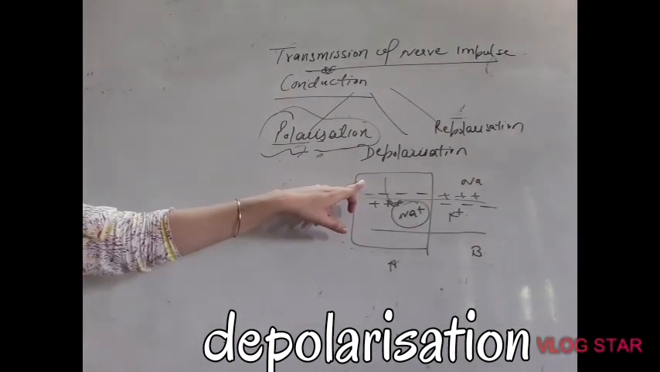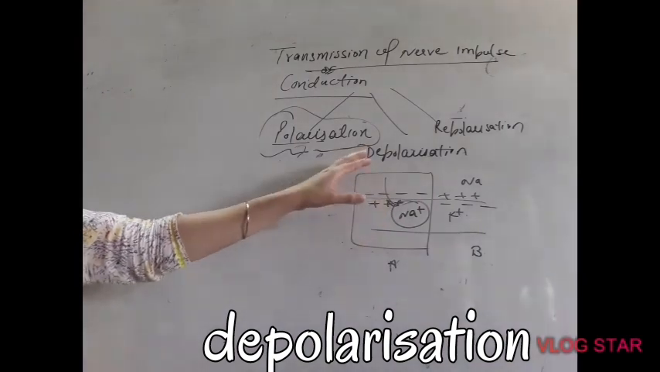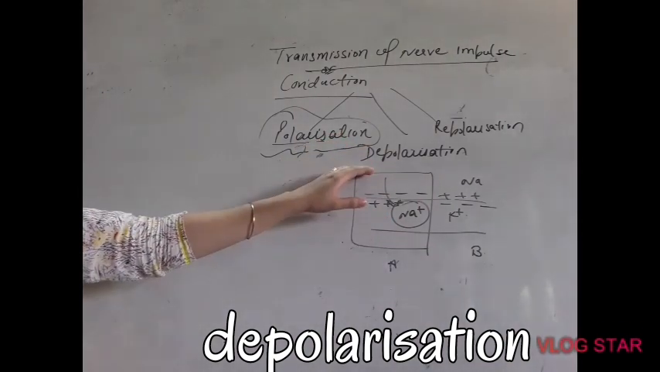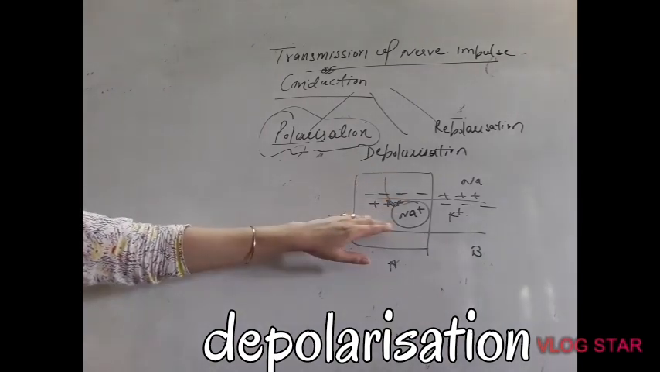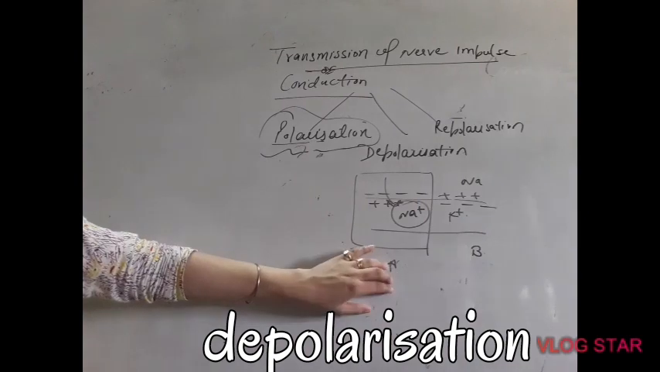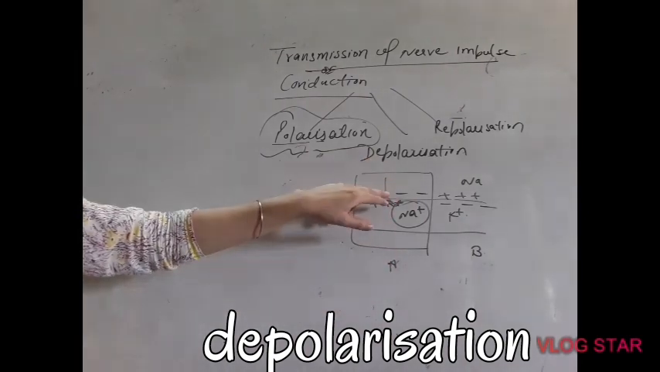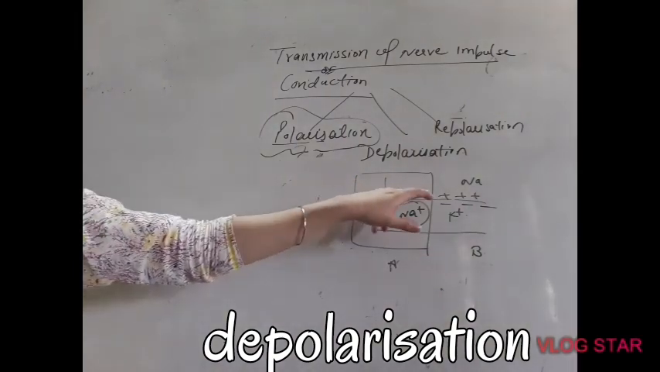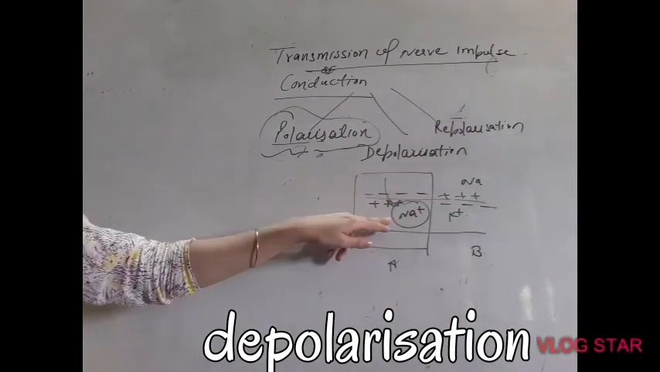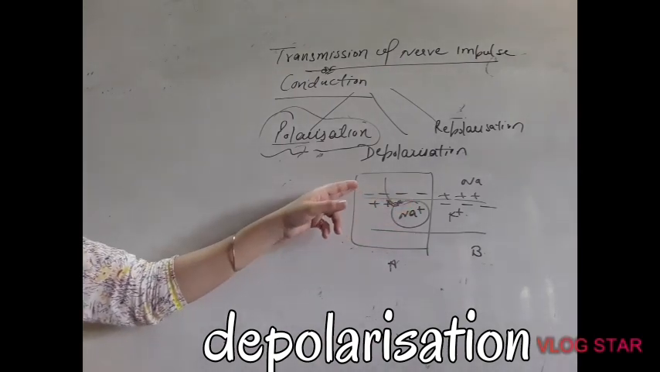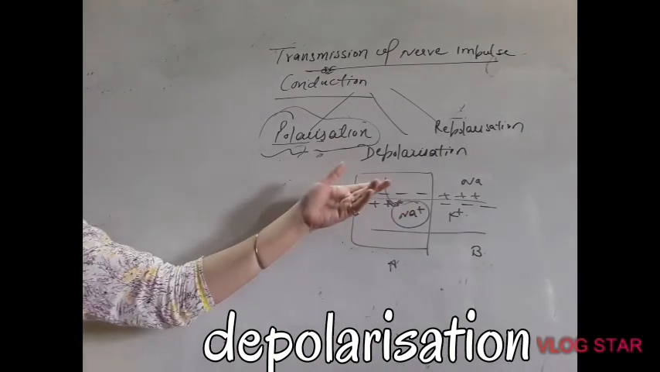So, sodium ions move inward. There is very high influx of sodium ions. Influx means a greater amount of sodium ions come inward. Why so? Because at this point, which I have labeled as A, when the axon membrane receives any stimuli, then the axon membrane becomes freely permeable to sodium ions. So, sodium ions move inward. As a result, positive charge develops inside the membrane and negative charge develops outside the axon membrane.